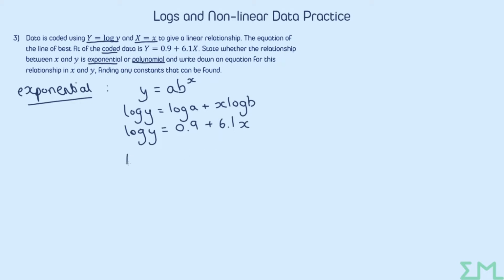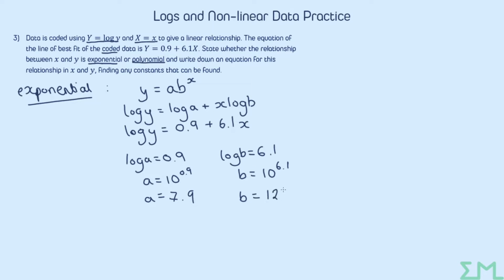And now we can pick out our values. So log A is 0.9, and log B is 6.1. Still working in base 10, so 10 to the 0.9 for A. Let's see what we get. Okay, so that gets us 7.9. I'll leave that to two significant figures. And then B is 10 to the 6.1. So let's see what that comes out as. Okay, so a very large number.